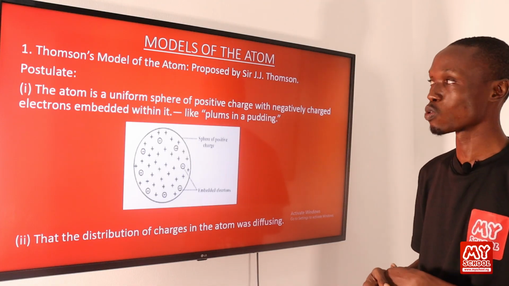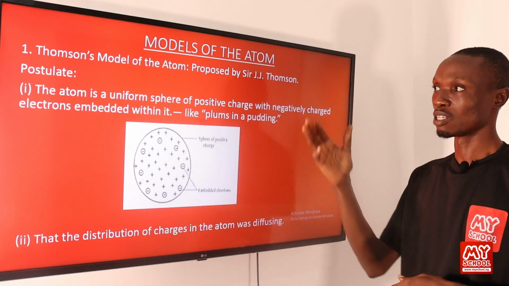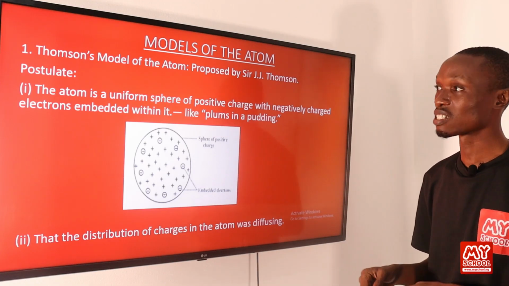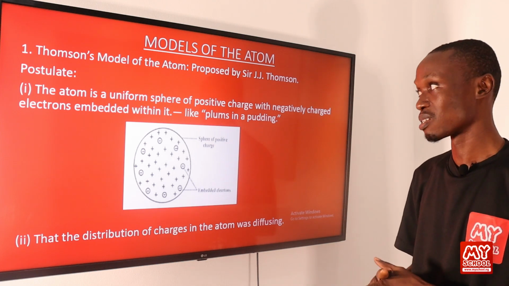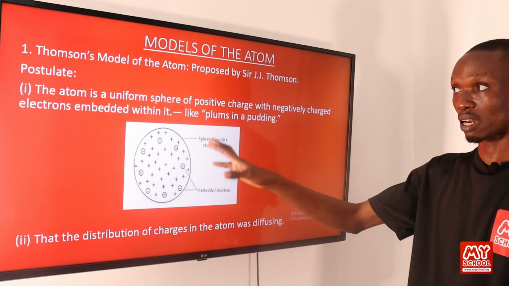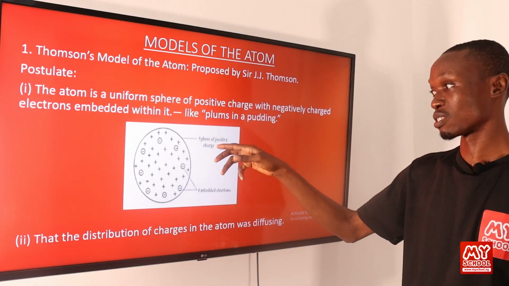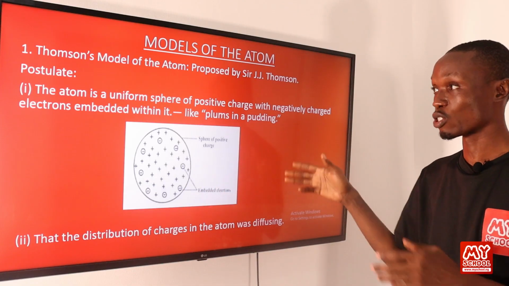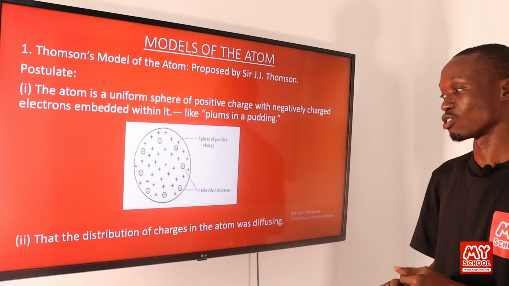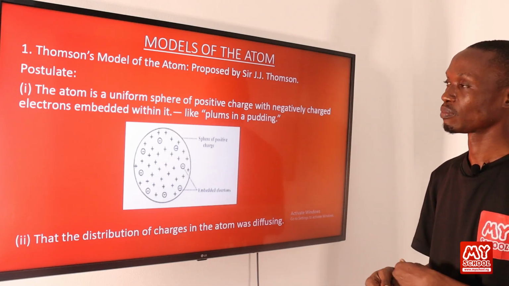This model was proposed by an English physicist by name Sir J.J. Thomson. Then under postulates, he said the atom is a uniform sphere of positive charge with negatively charged electrons embedded within it. He described it like plums in a pudding. So this is the diagram of the first postulate. This is the sphere of the positive charge, and these are the negative electrons that are embedded inside it. Number 2, he said that the distribution of charges in the atom was diffuse. So let's move to the next slide.